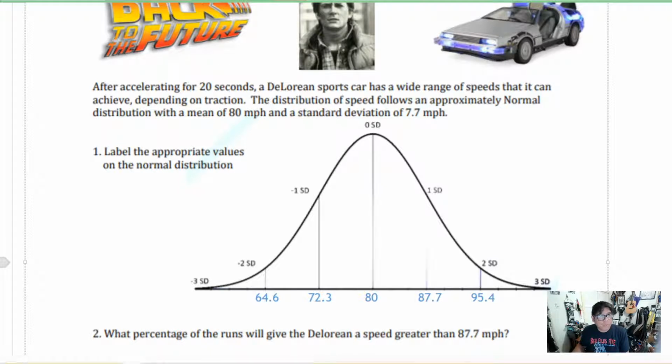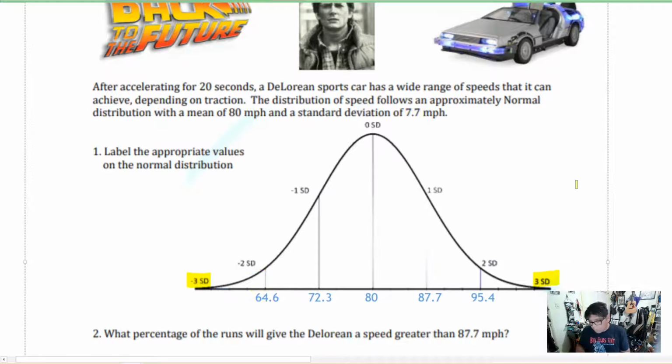If I do the mean, 80, plus 2 times the standard deviation, that'll give me the score at 2 standard deviations, which is a speed of 95.4 miles per hour. And if I do 80 minus 2 times the standard deviation, I get the negative 2 standard deviation score, which is 64.6. And of course, this curve goes all the way from negative 3 to positive 3.